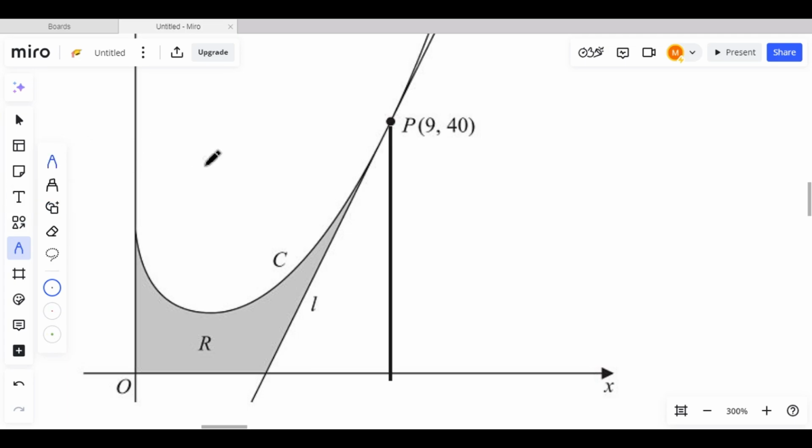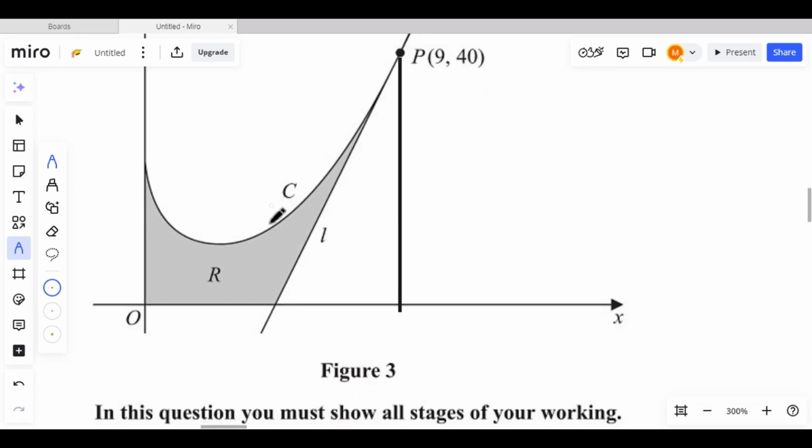So using integration, we will find the area below the curve, the area between the curve and the x-axis from x equals 0 to 9. So we'll get the whole area under the curve. Then from that area, we will subtract the area of this triangle. Then we will get the region R. That's it. So for finding the area of the triangle, what can you do?